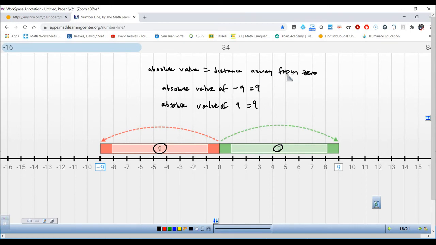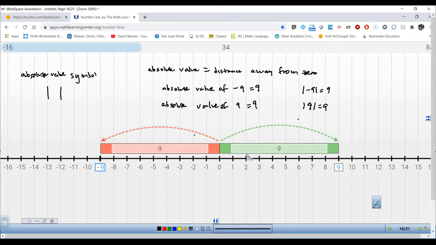So, absolute value is the distance away. How far is it from 0 to 9? It's 9, right? That's that distance. How far is it from 0 to -9? It is also 9. Okay, and by the way, we have a symbol for absolute value. The absolute value symbol is 2 vertical lines like that. Okay, so we would say the absolute value of -9 is 9, and the absolute value of +9 is also 9.